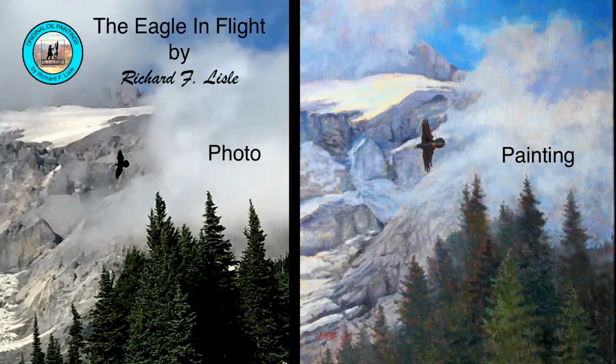In today's video, you will be watching me paint a scene of an eagle in flight. I will be using a photo I took from a hike on Mount Rainier as my motif. Here, you can see the photo and the painting side by side. I start with a white canvas.